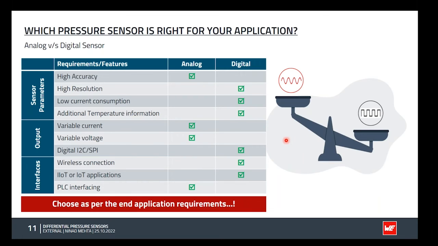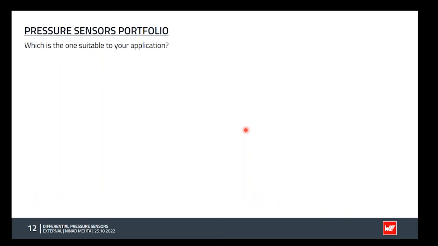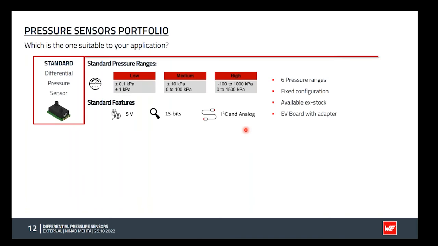Let's now have a look at some of the pressure sensors we have in our portfolio. So we have as a standard the differential pressure sensors in low, medium, and high pressure ranges, which start from plus or minus 1 kilopascal to 1500 kilopascal. These sensors work at 5 volts, and they have 15 bits of ADC resolution. And the sensors are I2C and analog, so digital I2C and analog output, both of them are available in parallel.